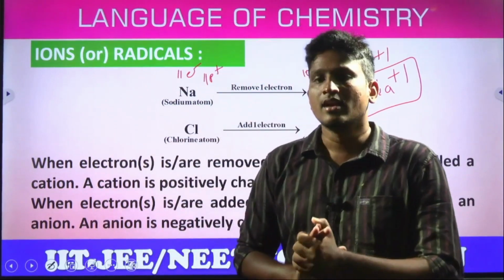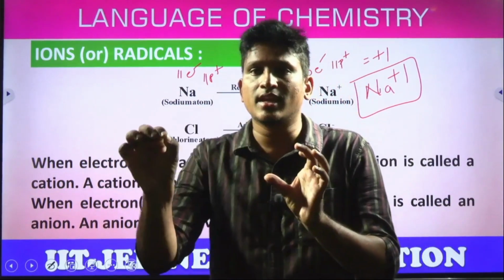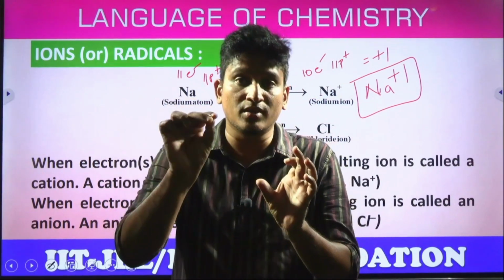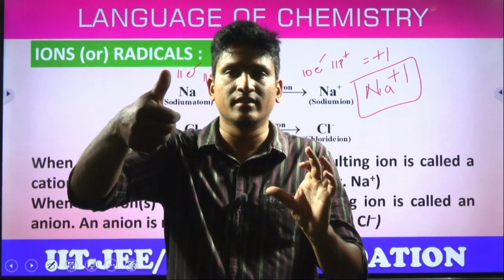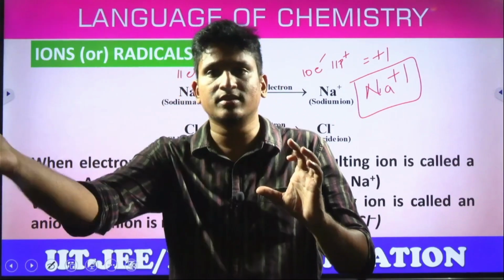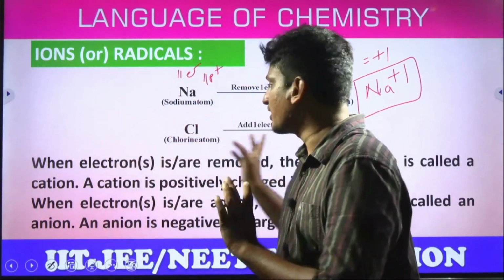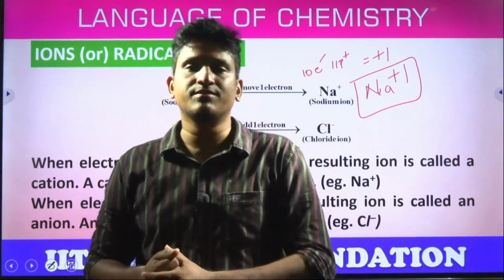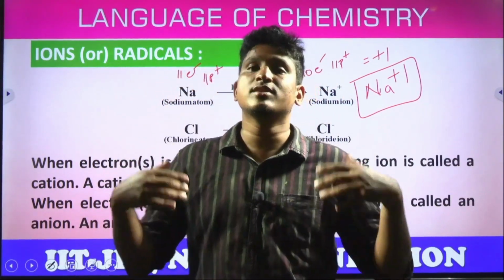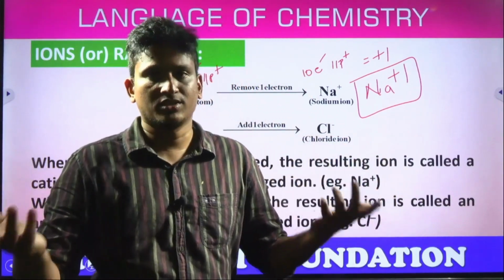Got the clarity? Why do atoms, after losing electrons, become positively charged? Because positive particles dominate over the negative particles in there. They have already lost electrons, that's why. If an atom loses one electron, it gets a plus 1 charge. If an atom loses 2 electrons, what is the charge it will get? Plus 2 charge. If an atom loses 3 electrons, plus 3 charge, and the same.